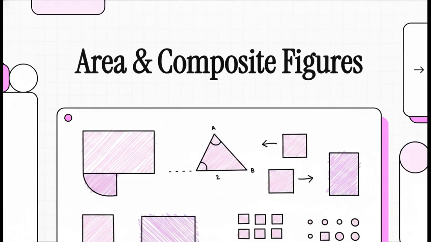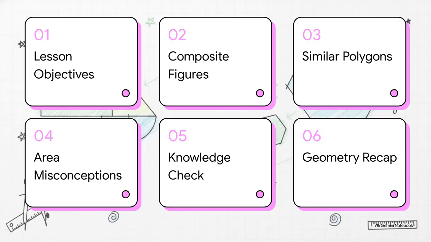We know your curriculum is rigorously aligned with the Common Core, and today we're going to master some incredibly foundational geometry concepts together. We are focusing strictly on area, composite figures, and similar polygon applications, so get ready to lock in some serious knowledge. Now, to respect your time and keep your cognitive load perfectly balanced, we have a clear roadmap today. We're hitting lesson objectives, area of composite figures, area of similar polygons, common area misconceptions, a quick formative knowledge check, and finally our geometry lesson recap.